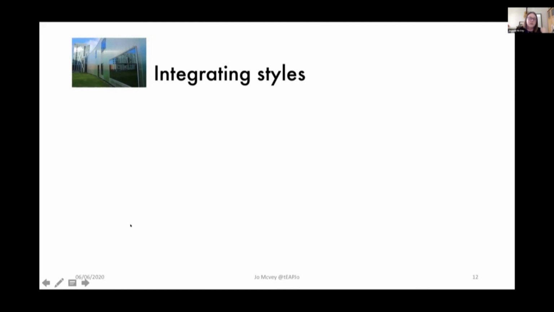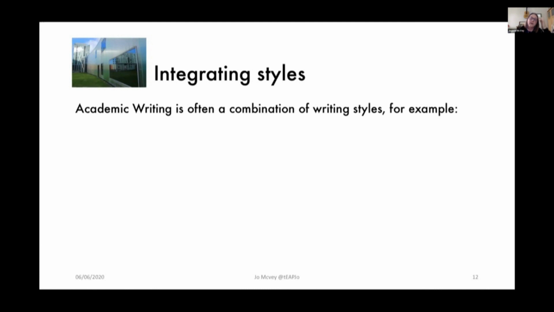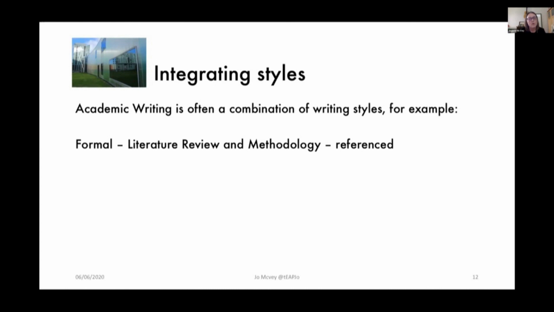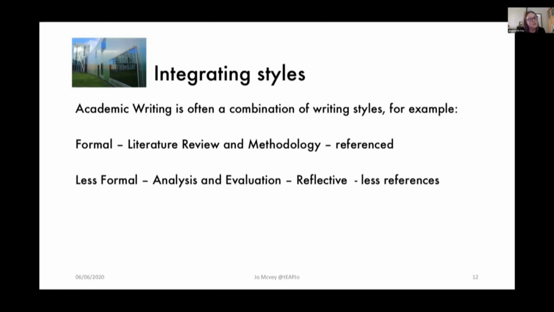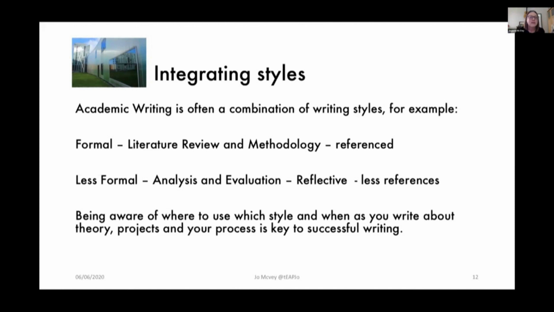This might be relevant for any discipline, as Mel just said, integrating styles. A lot of what you're doing when you're writing in academic life is a combination of writing styles. There is the formal, the classic literature review and methodology, where you've referenced everything beautifully. But it's also the less formal, where you've got the analysis and the evaluation. That's not to say analysis and evaluation isn't in the formal as well, but it's a different type of analysis with reflection, as you've just seen.